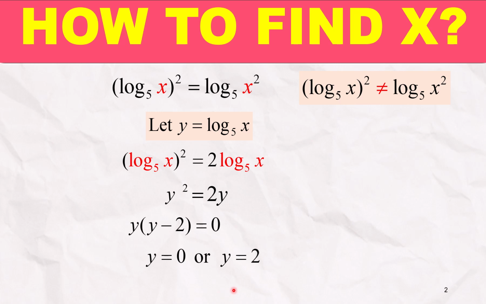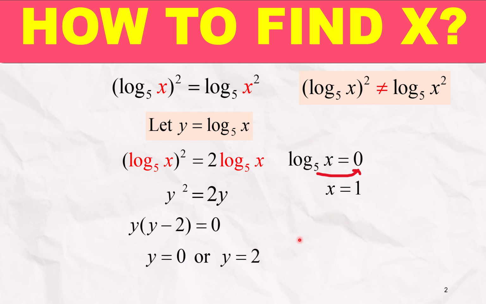Now, what is y? y is equal to log base 5 of x, isn't it? So I'm going to replace y by log base 5 of x. And I can convert this into index form. So what I have here will be 5 to the power of 0, which is equal to x. Now, what is 5 to the power of 0? We know that it is equal to 1. So therefore, I derive the answer x is equal to 1.